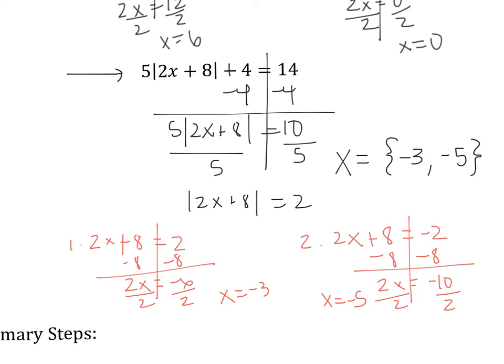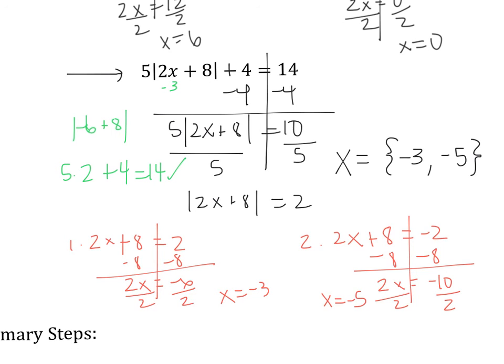And let's double check our work. So I'm going to plug in negative 3 here. 2 times negative 3 is negative 6, plus 8. The absolute value of that: negative 6 plus 8 is 2, and the absolute value of 2 is 2. So 5 times 2 plus 4 does equal 14. So we're good to go on that one.